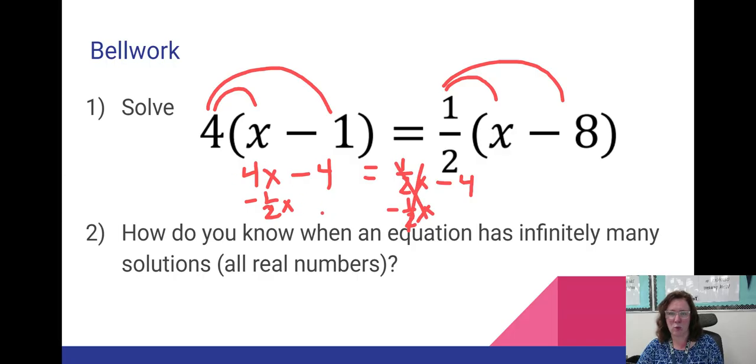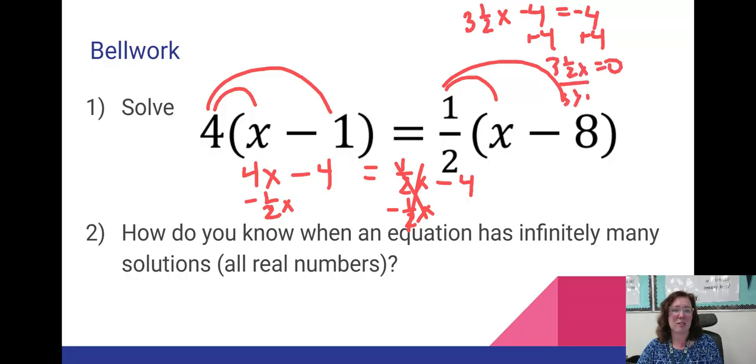4x minus 1/2 x, I'm gonna have to write it up here. That's 3/2 x minus 4 equals a negative 4. It's a two-step equation. Add 4 to both sides. We get 3/2 x equals 0. Divide both sides by 3/2, and 0 divided by anything just equals 0. So it's one solution, and the answer is 0. Oh my goodness, I have a lot of zeros.